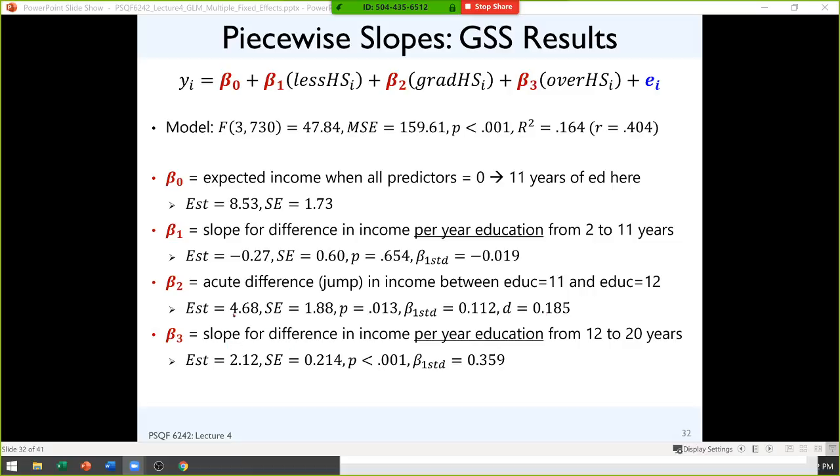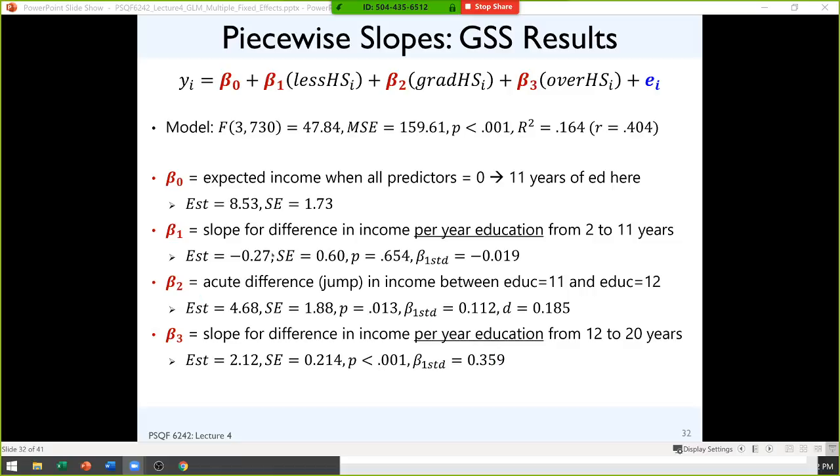And then what happens after that? Is more education better? The answer is yes. So for every year after 12, you gain another $2,000, which is significantly greater than zero. And the standardized slope for that is pretty big. So now we're up to about 0.36 in terms of a correlation metric. So of all of these, the effect of more education past high school is the biggest of the three.